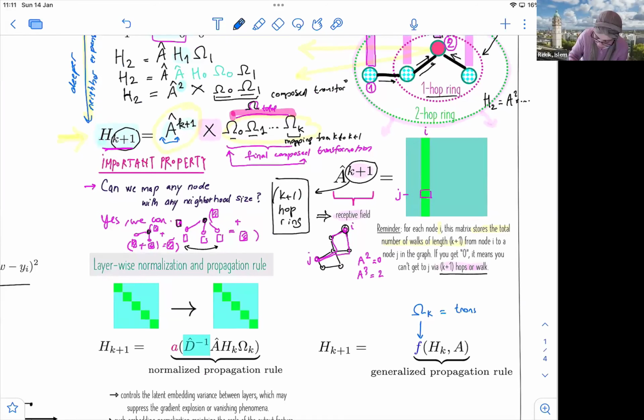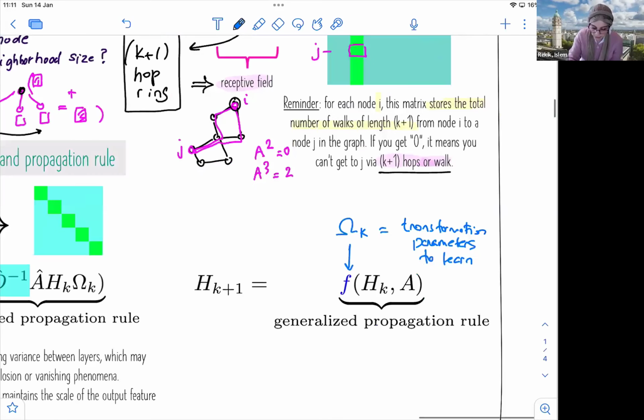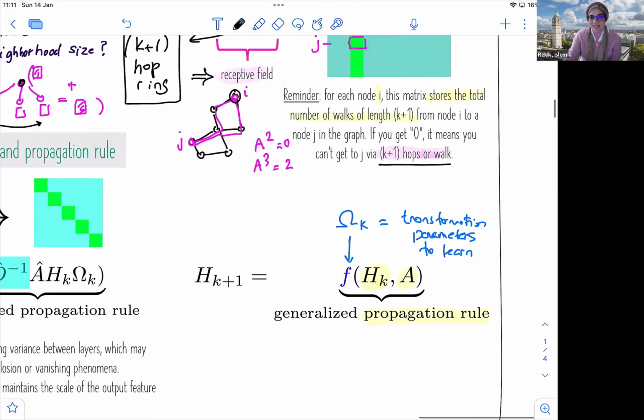So in this case, we have the transformation to learn. These are the transformation parameters to learn. And we have here the input, the embedding learned from the previous layer, and the adjacency matrix, which is fixed, okay? So this is our general propagation rule. And one thing important about this is that A is fixed, all right? So A is fixed, which means I'm hypothesizing that my network is robust and reliable from the beginning.